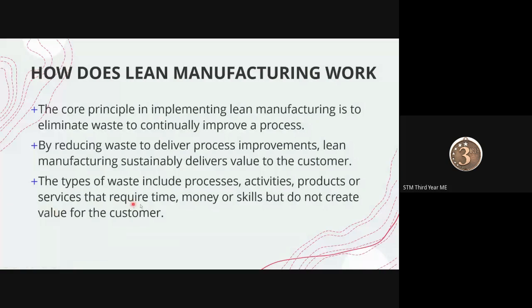The types of waste include processes, activities, products or services that require time, money or skills but do not create value for the customer. So these are the wastes that are included in lean manufacturing. It is not only the raw materials that is eliminated, but it may be a process that is a waste process, maybe some cleaning activities, maybe a drying agent. So some type of processes they determine as a waste process. If you eliminate such a waste, then the cost incurred will be less.